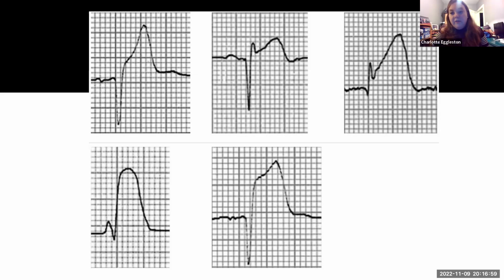Those bottom two we often call tombstoning, because that's a sign of really severe ischemia, and effectively it's a bad sign, hence we often call it that. It looks a bit like a tombstone, but also you're in trouble if that's what your ECG looks like.